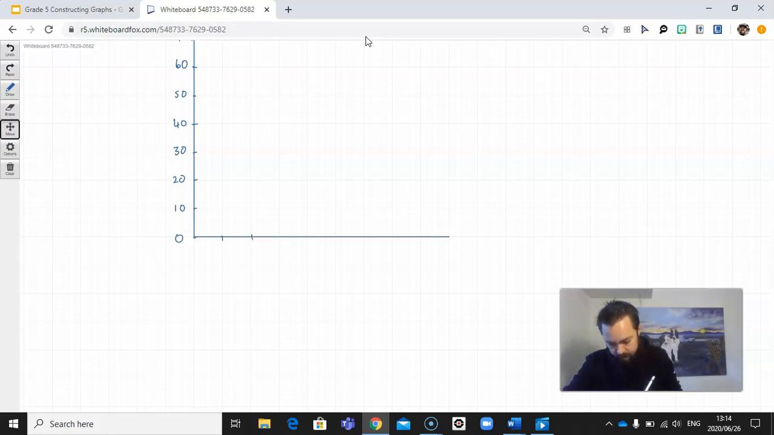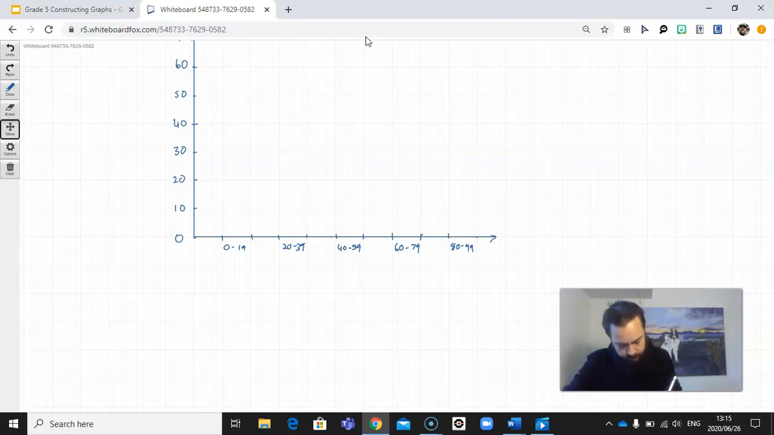And then the first group is 0 to 19. Then a gap, then 20 to 39. Then a gap, and then 40 to 59. Then a gap, and 60 to 79. Oops, I need to make my line longer. We've got 80 to 99. And make my line a bit longer over there.